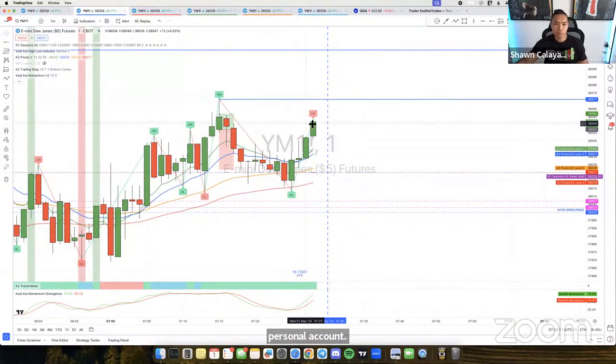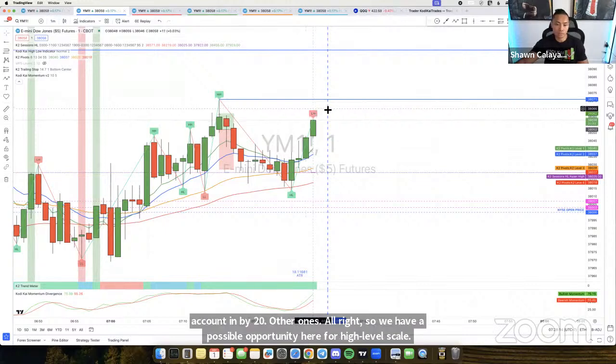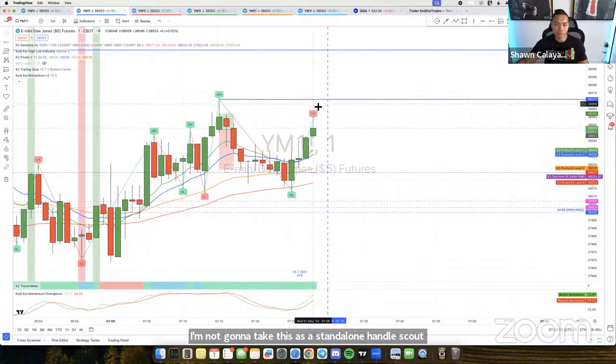All right, so we have a possible opportunity here for a high-low scalp. I'm not going to take this as a standalone high-low scalp, guys. I would have taken it if it was a momentum divergence, but I'm not going to take it as standalone. And it's also really close to news. We have news over here at 7:30.